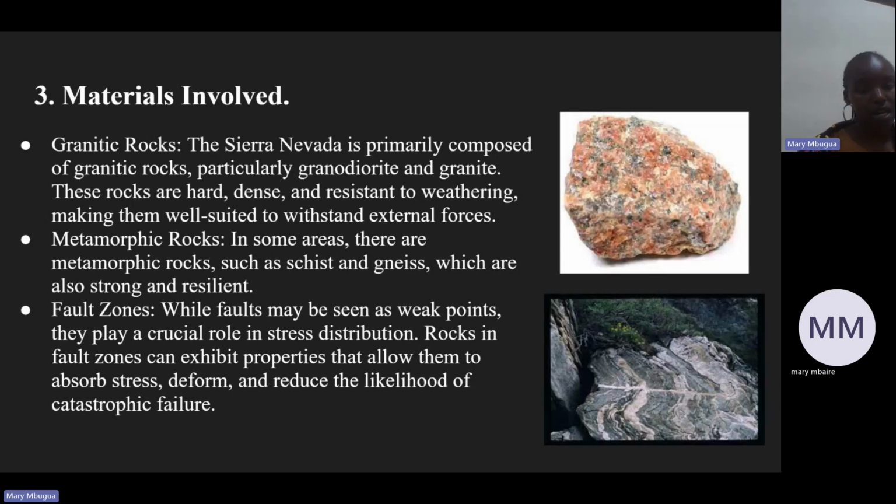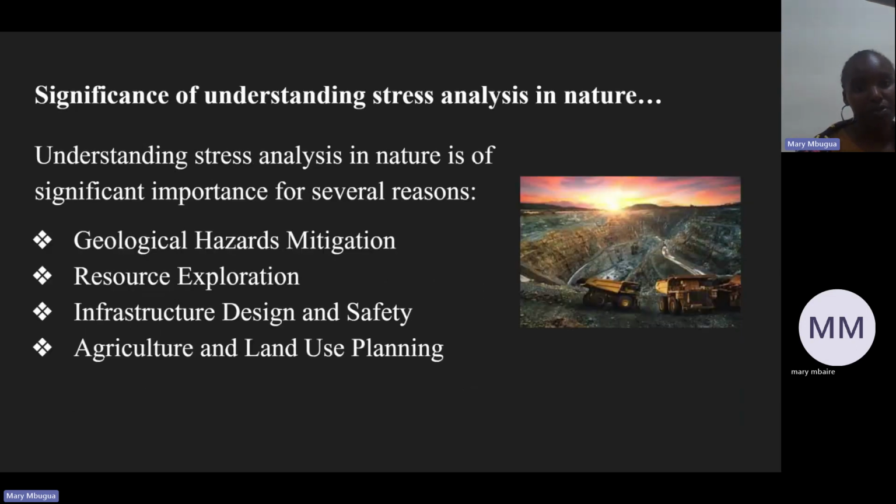Granitic rocks are the major constituent, and they are very hard, very resilient, and resistant to weathering, which contributes to the jagged and high peaks of this mountain range. Metamorphic rocks were formed as a result of the high temperatures due to the extensive compression of forces, and they are very strong and resilient and have also contributed to how the mountain range looks today.